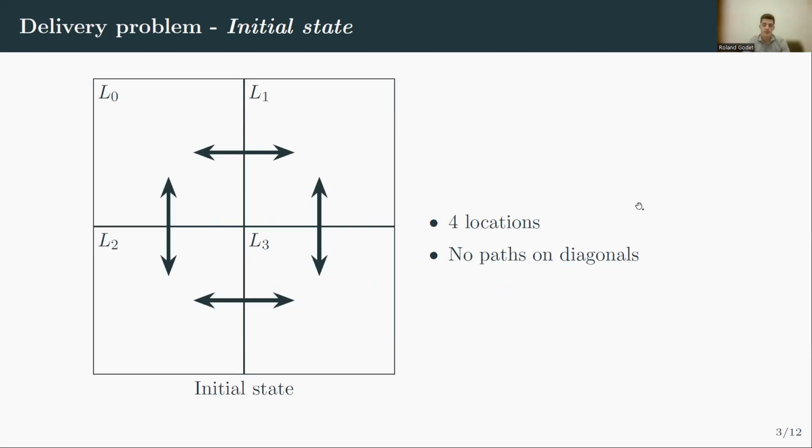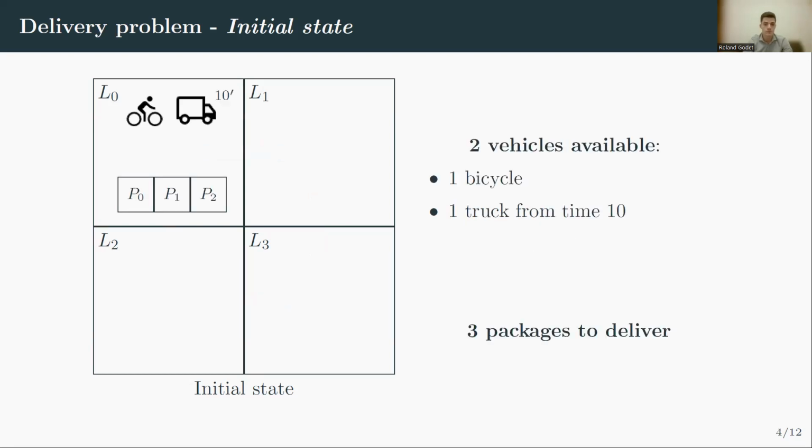In this presentation, I will present you a modelization of HPlan problems with Chronicles. So we will consider 4 locations, L0 to L3, connected by the edges and not by the diagonals. We consider that we have 2 available vehicles, 1 bicycle and 1 truck, but the truck is already on a delivery, so it is available from time 10 only.